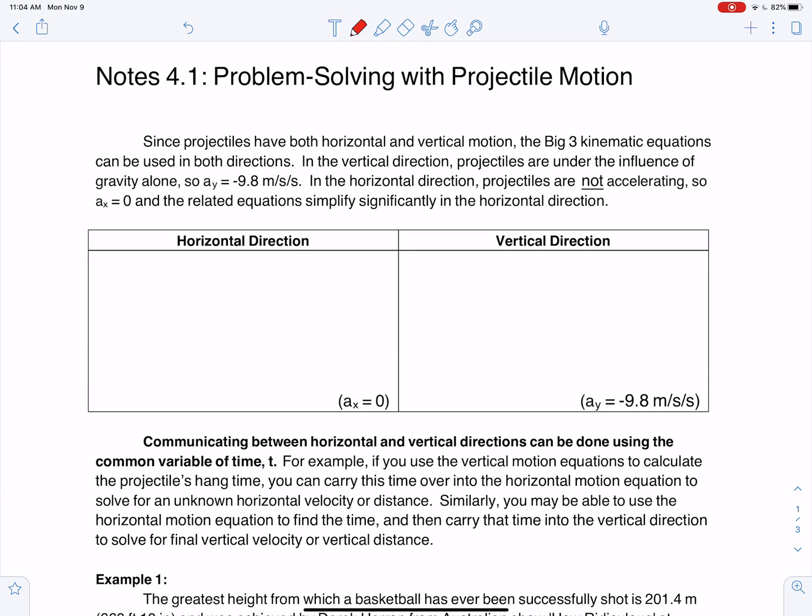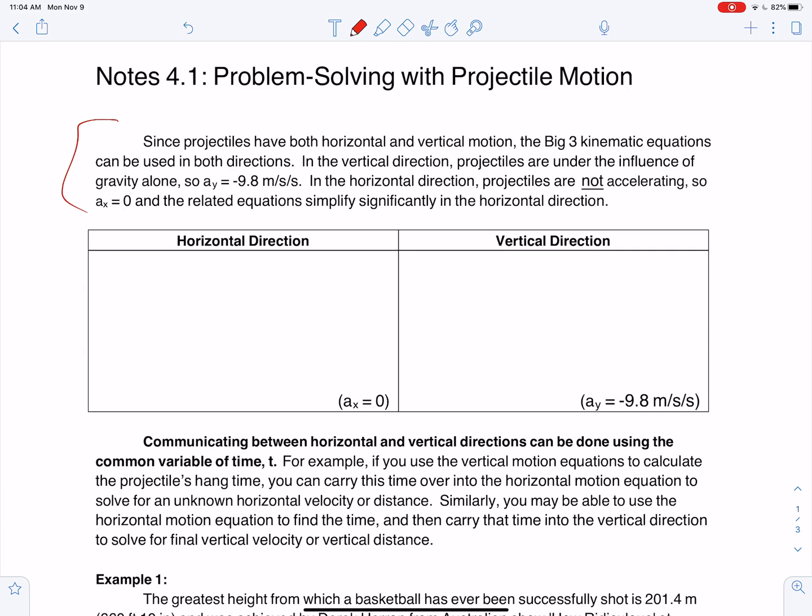In this video I'm going to be talking about how to solve problems involving projectile motion when you have a projectile that's only being horizontally launched. So this is an introduction to horizontally launched projectiles. Let's take a look at the top here.